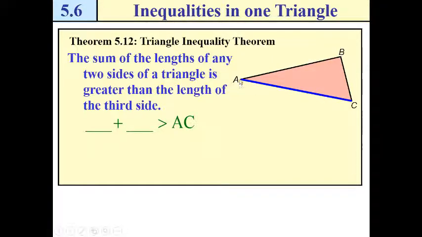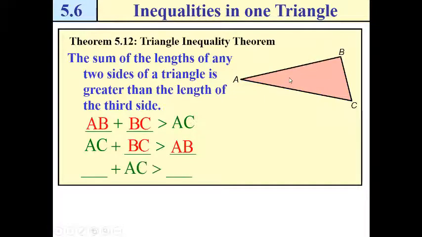If we add the other two sides, side AB plus side BC, they must be bigger than the length of the third side AC. And also side AC added to side BC, their sum must be bigger than the length of AB. And also side AC plus side AB must be bigger than the length of the third side BC.